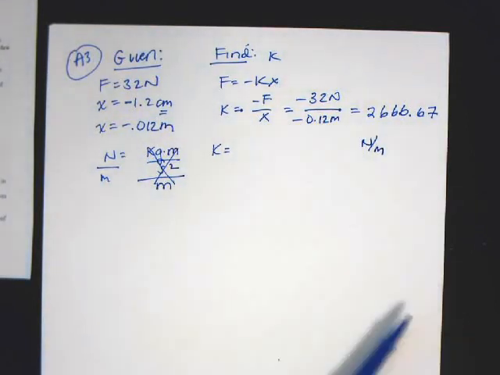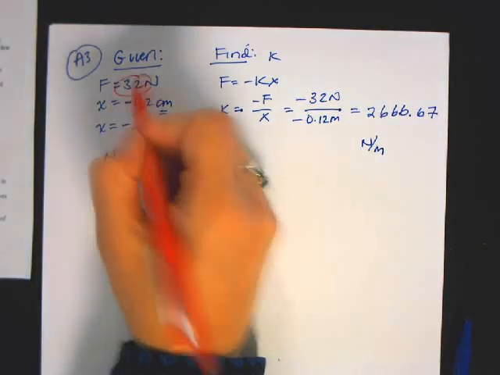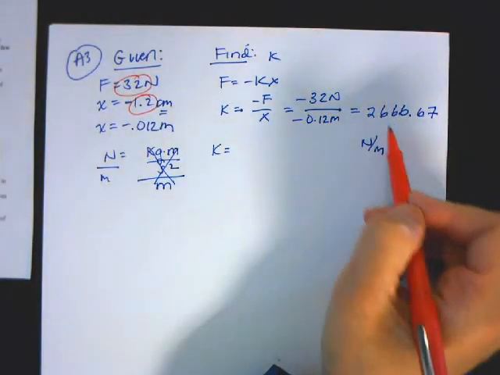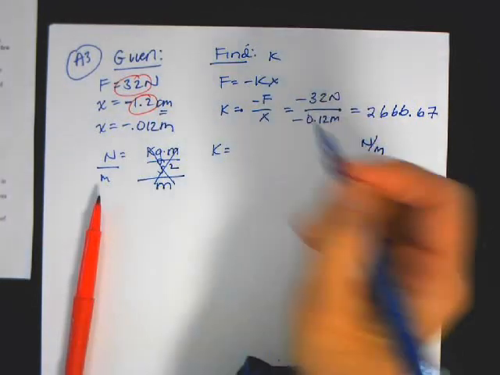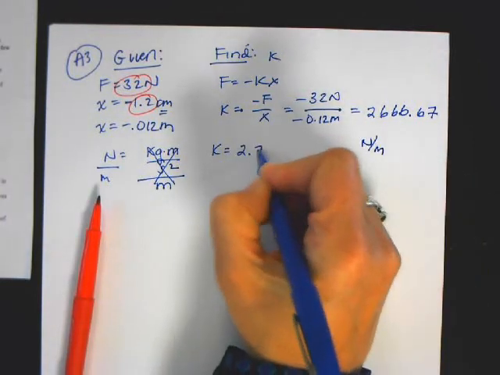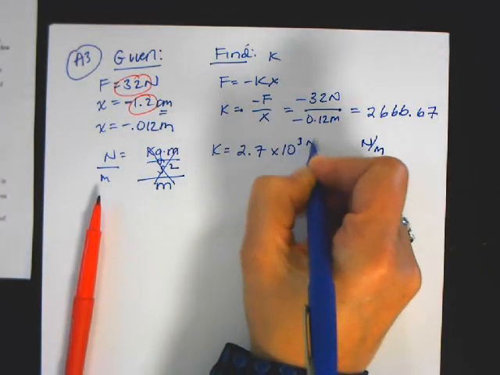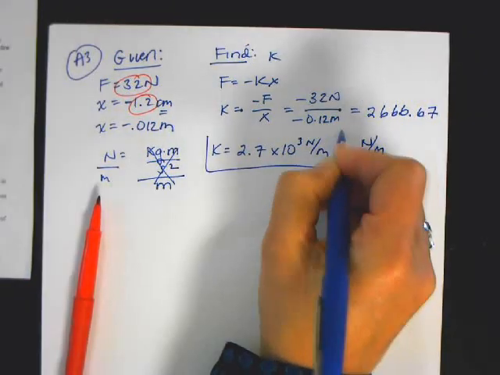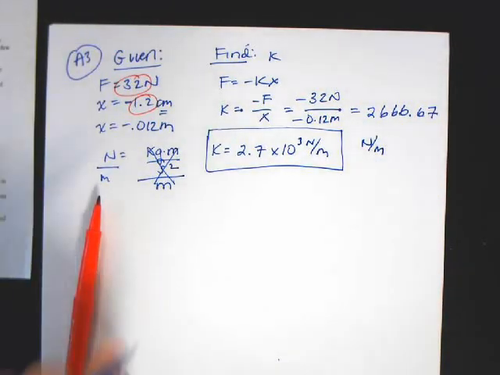And then if I want to put this in correct significant figures, I see that this has 2 and this has 2, so my final answer should have 2. So that would end up being 2.7 times 10 to the 3 newtons per meter. And that's my final answer. That's it.